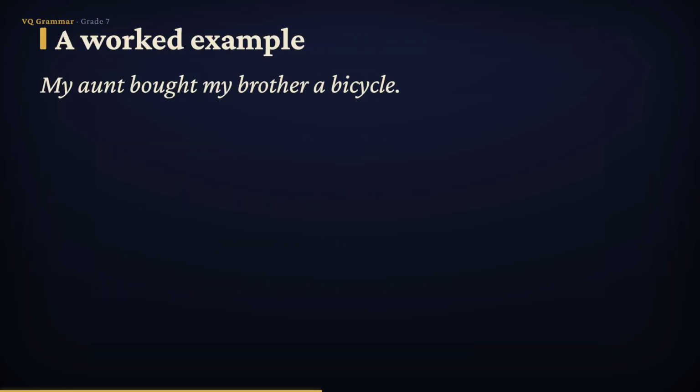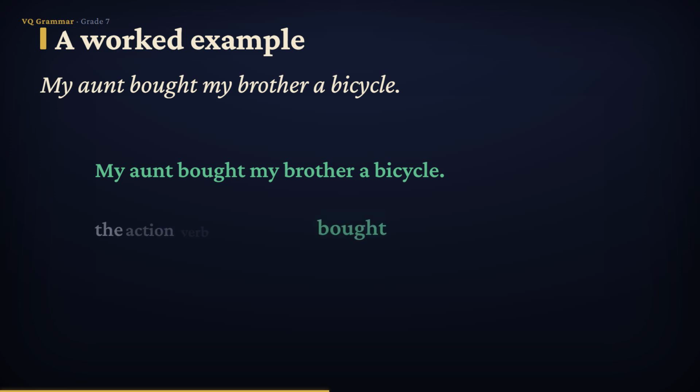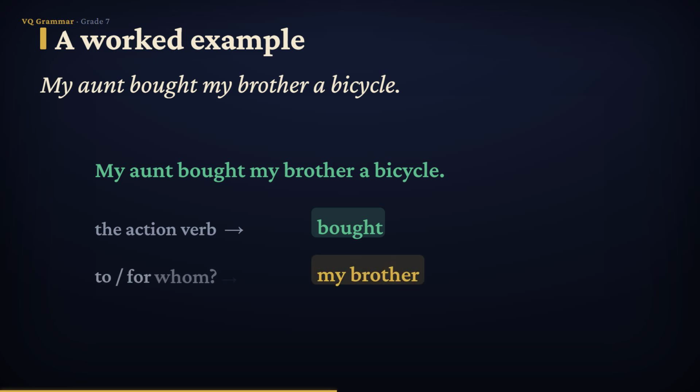Let's work one all the way through. My aunt bought my brother a bicycle. Step 1. Find the verb. What's the action? Bought. Step 2. Ask to or for whom the buying was done. My aunt bought the bicycle for my brother, so my brother is the indirect object. Step 3. Ask what was actually bought. A bicycle. So a bicycle is the direct object. And notice the order held perfectly. Verb bought, then indirect object, my brother, then direct object, a bicycle.